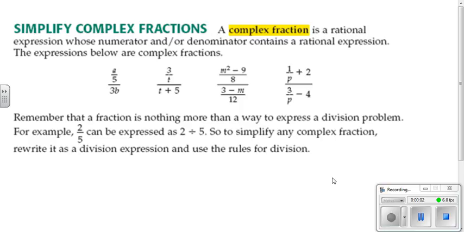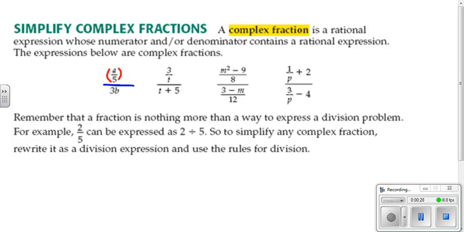Continuing on with our 9.1 lesson, we're now going to be looking at complex fractions. Now, a complex fraction is a rational expression where the numerator and/or the denominator is a rational expression. And by that, I mean, if we look at this one, our numerator of this big fraction is a over 5, and our denominator is just 3b.